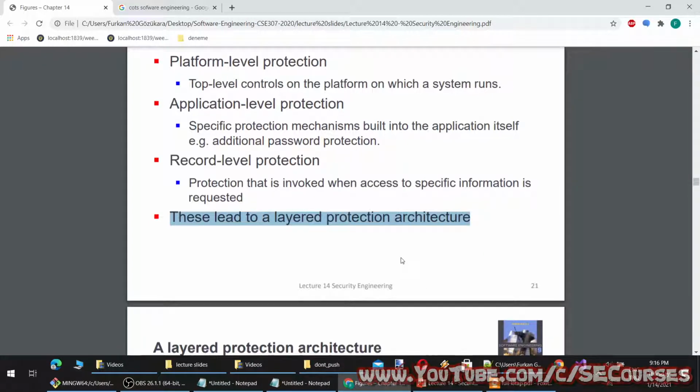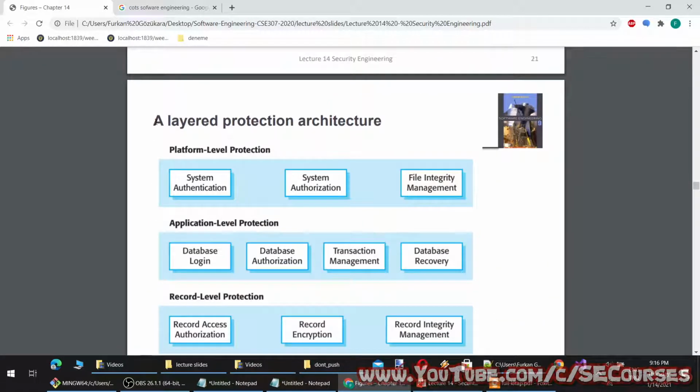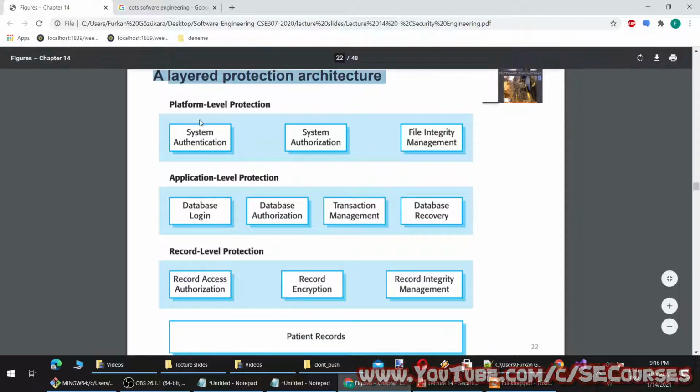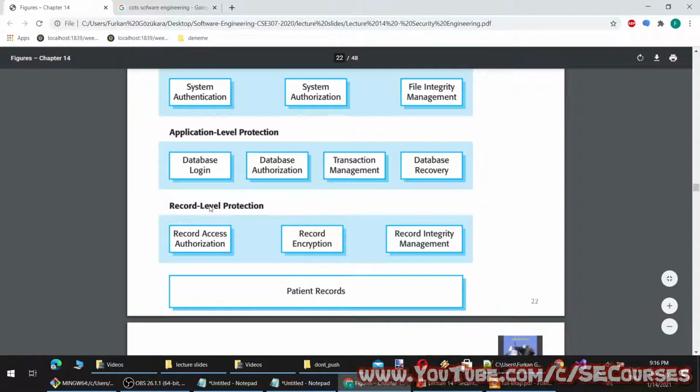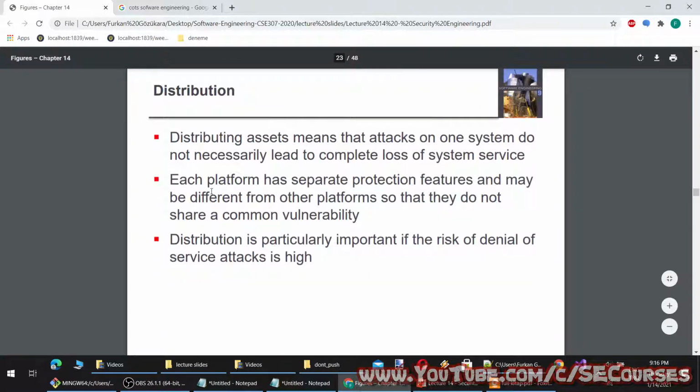These lead to a layered protection architecture. Platform level protection: system authentication, system authorization, file integrity management. Application level protection: database login, database authorization, transaction management, database recovery. Record level protection: record access authorization, record encryption, record integrity management, and patient records.